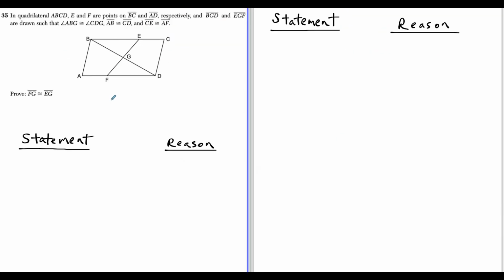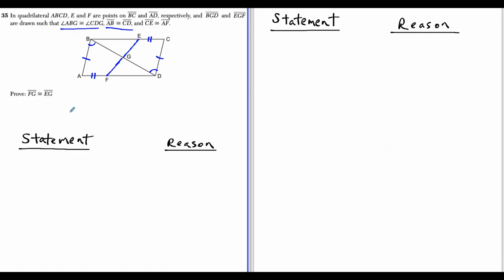All right, so question 35, the final boss, the 6-point triangle proof. So we have all this given information here. And what I like to do first with these questions is label the stuff they give us. So we have angle ABG, that's over here, is congruent to angle CDG, which is over here. And then we're told that AB is congruent to CD. So we can mark these two as the same. And then we're told that CE is congruent to AF. And the goal is to prove that FG, that's this line segment here, is congruent to this line segment here.